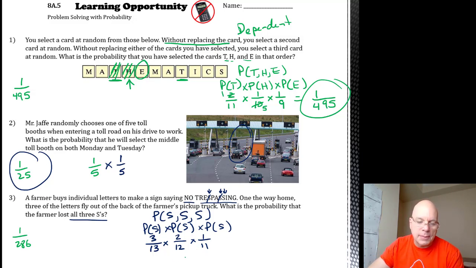And so this is our expression. 2/12 simplifies to 1/6, and that's it for a common factor. Oh, I take it back. 3 and 6 have a common factor of 3. 3 becomes 1, 6 becomes 2. 1 times 1 times 1 is 1. 13 times 2 is 26, and 26 times 11 is 260 plus 26. 10 26s and 1 26, so 286, 1 out of 286.